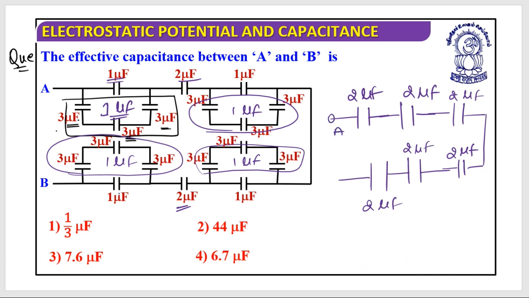This is point A, and this is point B. All of these are in series, and when they are in series with all having the same value, C equivalent is 2 divided by 6, which will give me 1/3 of a microfarad. This is C equivalent. I hope those things are clear.